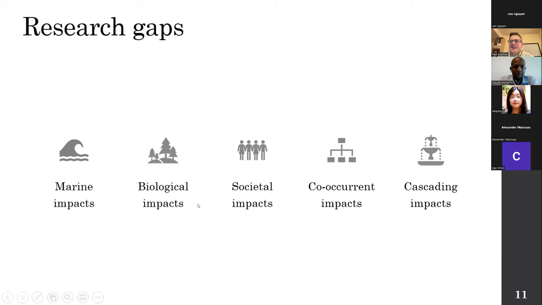listing the gaps that you find in literature, few studies look at marine impacts, biological and societal impacts, but also co-occurrent and cascading impacts. Co-occurrent impacts are, for example, when you have extreme rainfall and extreme wind occurring at the same time or same day, but then cascading impact is when you have an impact leading to another impact and another impact. For instance, heat wave leading to wildfire and flooding in the same year. And those impacts are occurring now, but they have not been part of the studies that we reviewed.